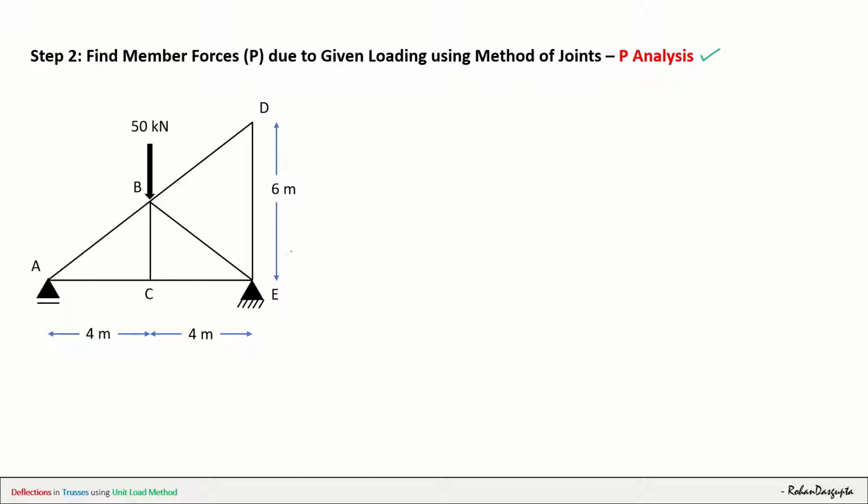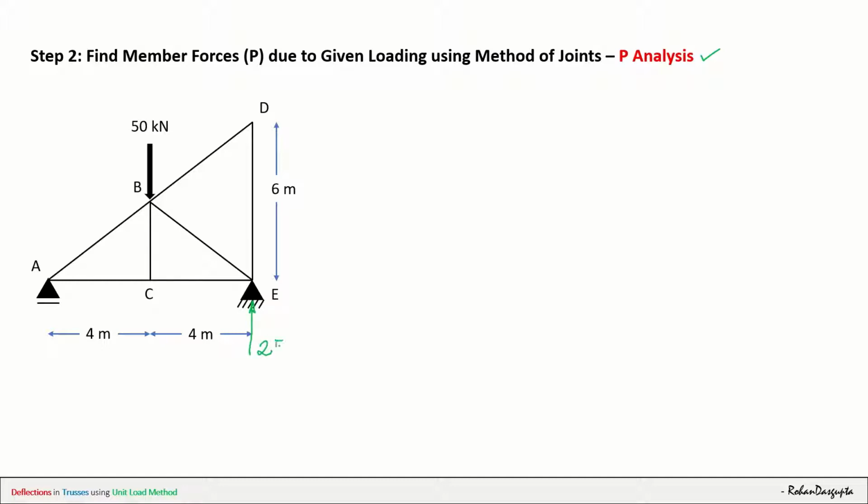And as you know, for the P analysis, we're using method of joints. First, we need to find out the support reactions, which is already found out. So I will just write the support reactions here. So vertical at E was 25 kilonewton.